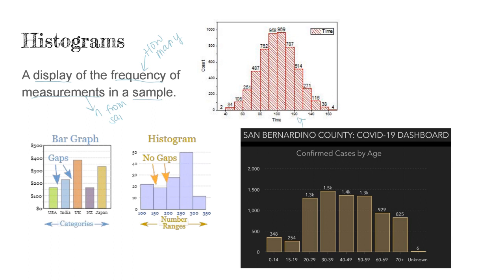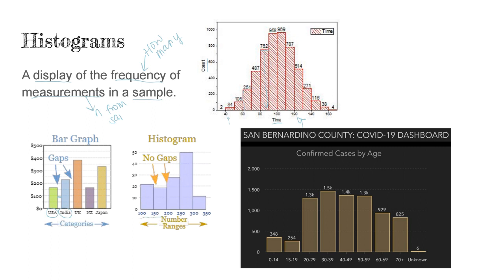In this example here, we have time and then the count. So at 40, there is no units, not a good graph. At 40, there were 34. At 60, it's coming up here to about 251. So it's telling you, if we're looking at a sample size, out of that sample size, 762 of them were at this time. It is different than a bar graph because bar graphs are looking at specific categories and you see gaps between them. In a histogram, it is a range of numbers.